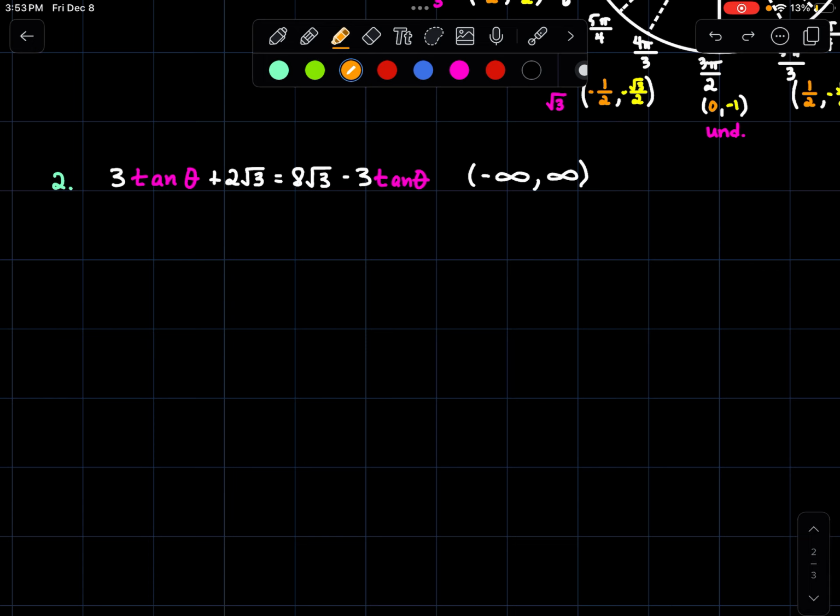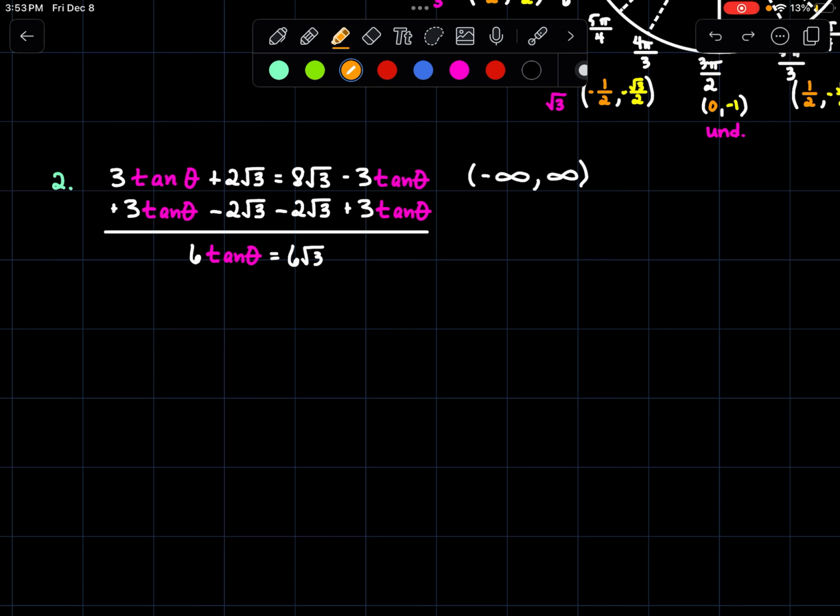Some more isolating the expression. What about 3 tangent of theta plus 2 root 3 equal to 8 root 3 minus 3 times the tangent of theta on our infinite interval from negative infinity to positive infinity? Need to get our like terms together. So I will add 3 tangent from the right side over to the left. And I will then bring the 2 root 3 by subtracting it over from the left side to the right side. So cleaning this up will give us 6 tangent. And the 8 root 3, take away 2 root 3s, that would leave us with 6 root 3s. Then from there, we'll divide both sides by 6.